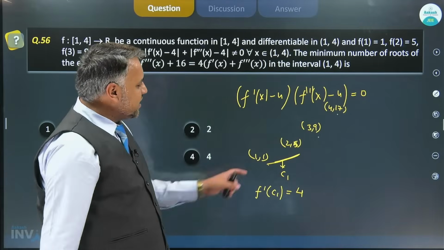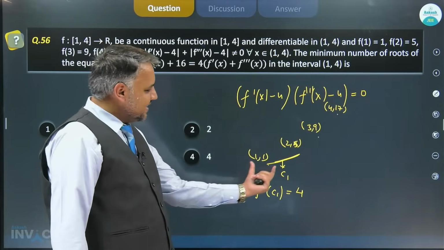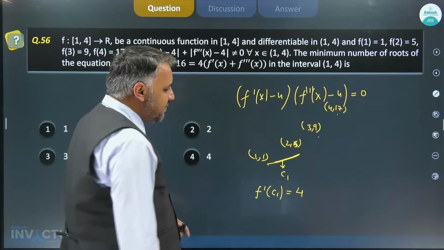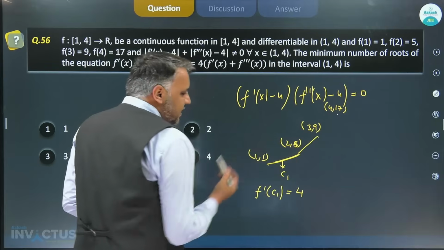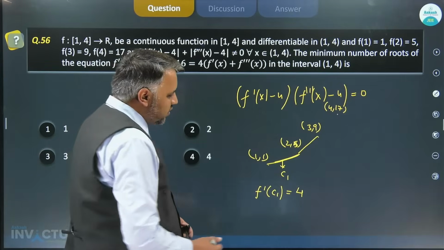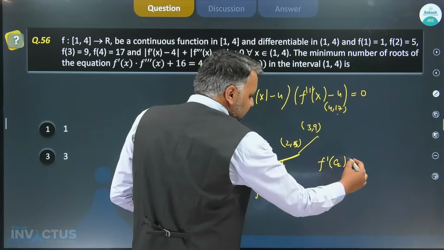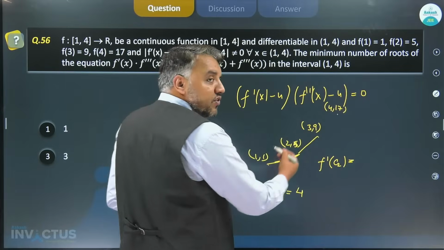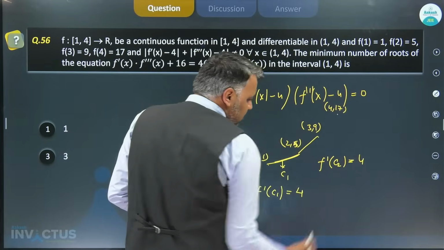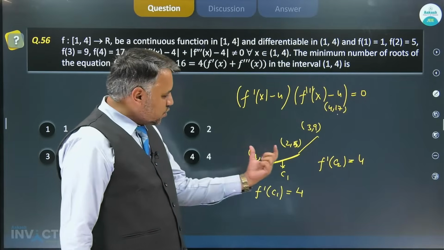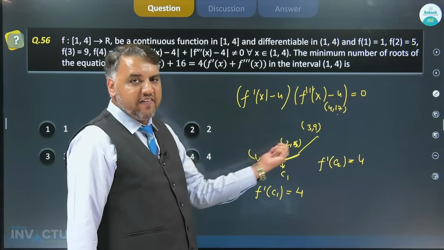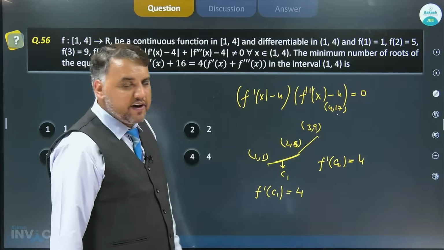So we'll get at least one root from this interval, 1 to 2. Similarly, if you apply LMVT in this interval 2 to 3, here also you will get a point C2 such that f dash C2 will be equal to again (9 minus 5) upon (3 minus 2). So that is 4. So there are at least two values C1 and C2 in different intervals. So obviously these values will be different.